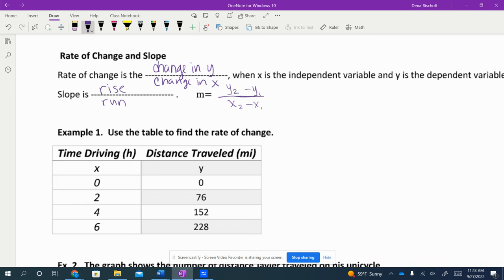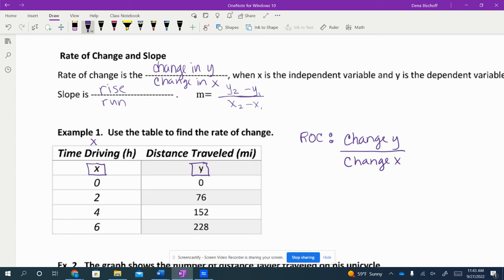So let's use this table to find the rate of change. Remember, for the rate of change, and I abbreviate that as ROC, we're looking for the change in y over the change in x. Time is always my x-axis, and it says it right here. Distance traveled is my y.